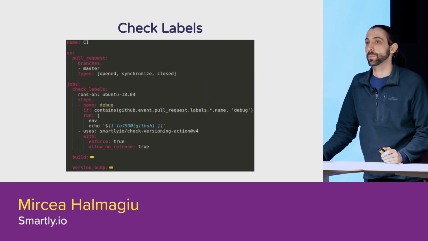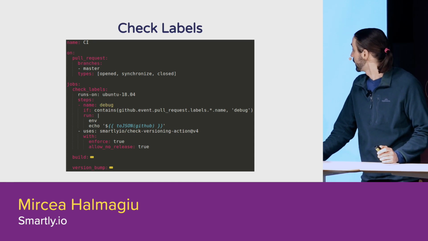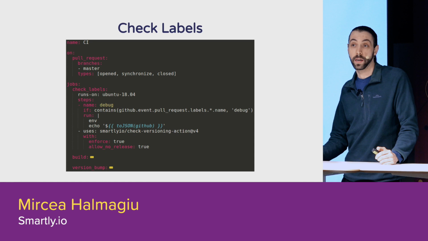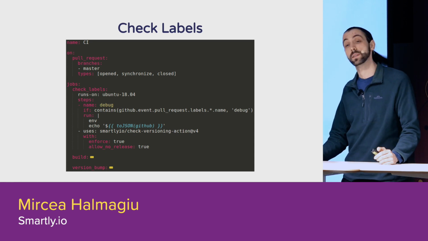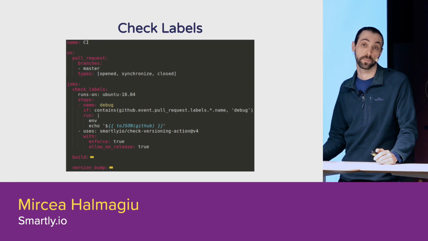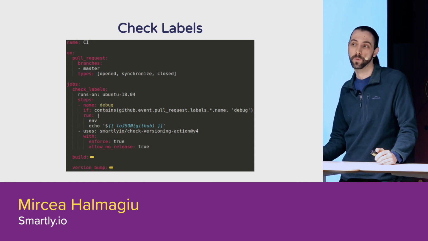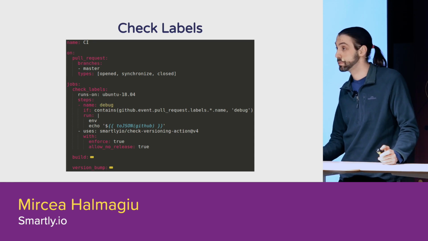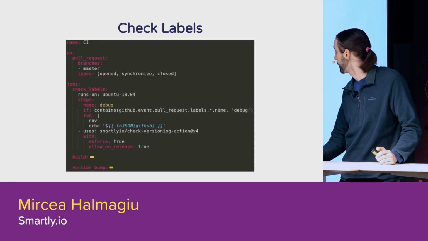The check labels job also includes, let's start from the beginning. We run it on Ubuntu 18.04, and one of the things I don't particularly like about the documentation is it tells you to use Ubuntu latest, which is great, except for when latest changes. So we specified 18.04 because that seems like a good thing to specify.